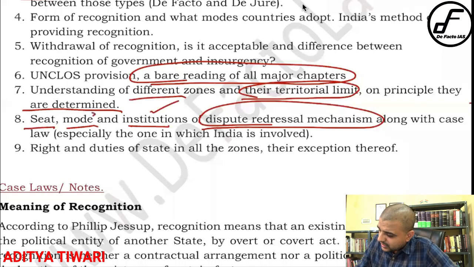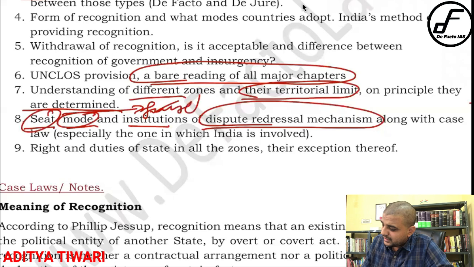Now, what mode do they come up with? When I say seat, it is basically jurisdiction. What kind of jurisdiction do they have? Do they have automatic jurisdiction, or does the state have to submit before these institutions in order to resolve law of the sea cases? Especially with respect to India, right?